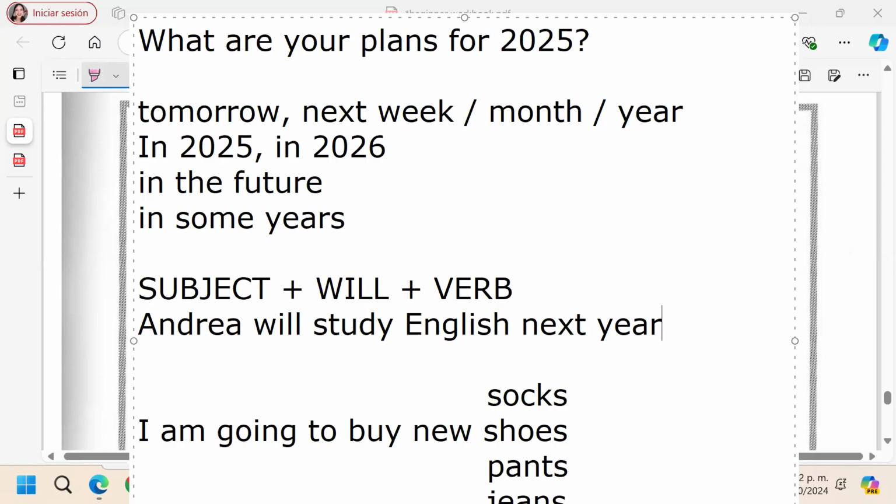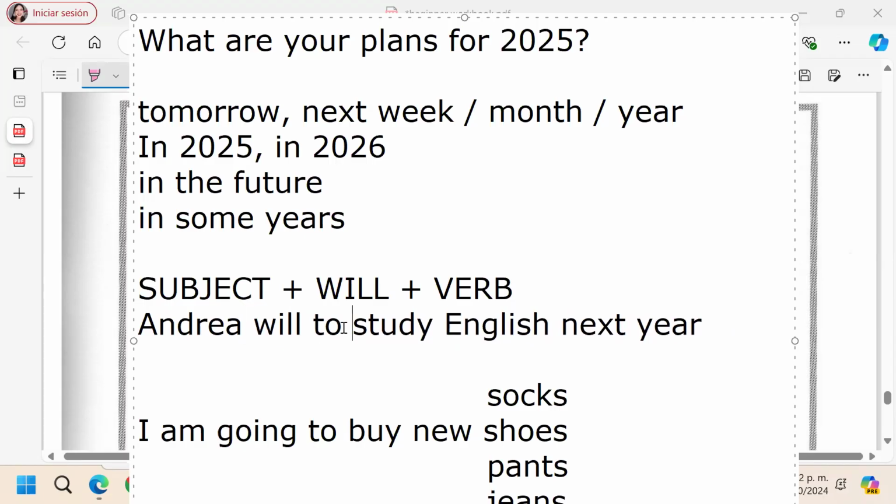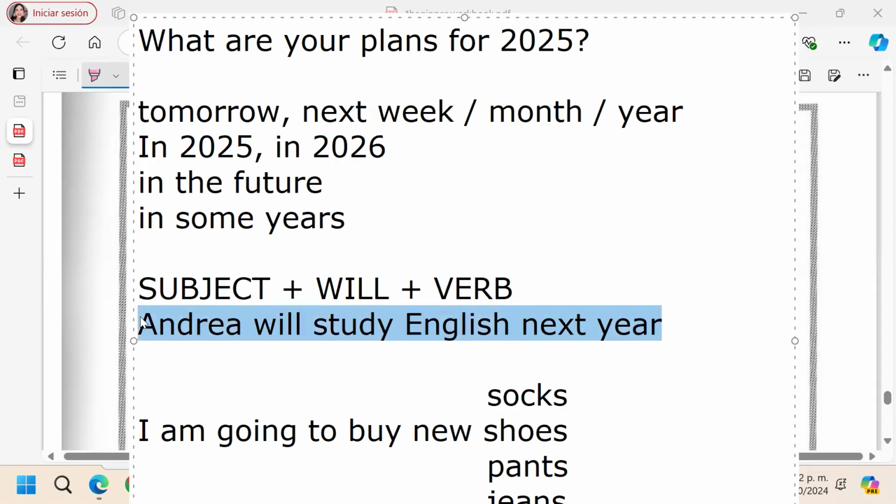Will o going to. Les decía al principio de la clase que había muchas personas que escribieron, por ejemplo, Andrea is will to study. Y yo les decía, con el will no hace falta escribir ni el verb be, I am, you are, she is, ni to. Eso es para el going to. Will, it's easier. It's like this. Andrea will study English the next year. And that's it.